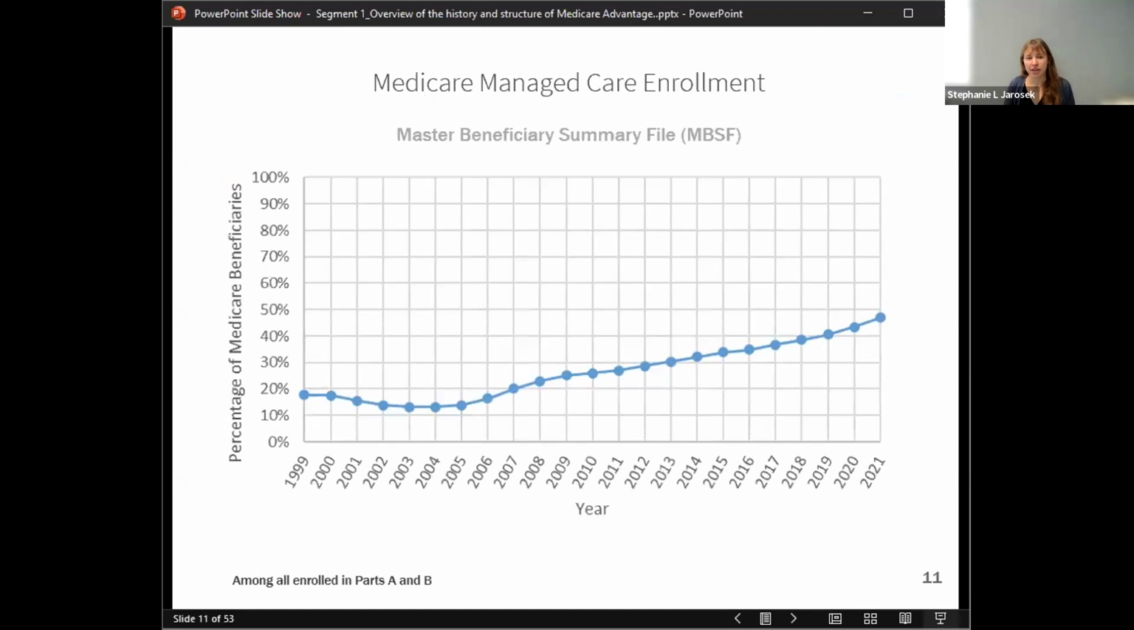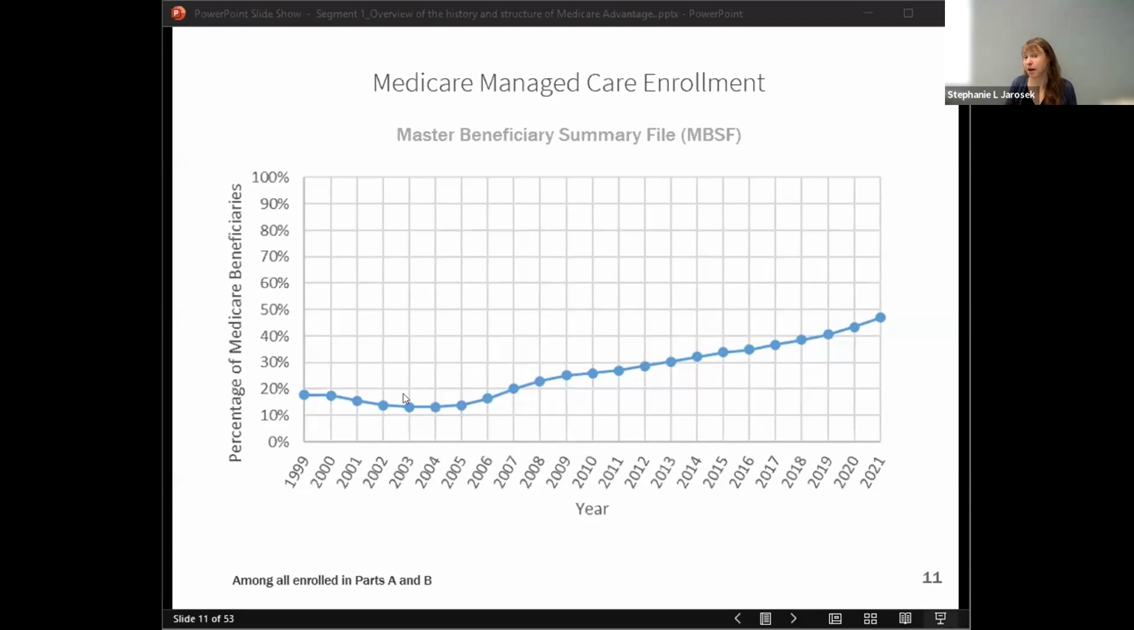If we look at managed care enrollment, we're going back to the beginning of our data in 1999. You've always been able to look at Medicare managed care enrollment in the master beneficiary summary file, but we haven't had the encounter data until 2015. But anyway, looking at our data, you can find that managed care was 18% or so, and it was dropping until 2003 when it took off. Does anyone have a guess as to why it maybe started taking off in 2003?